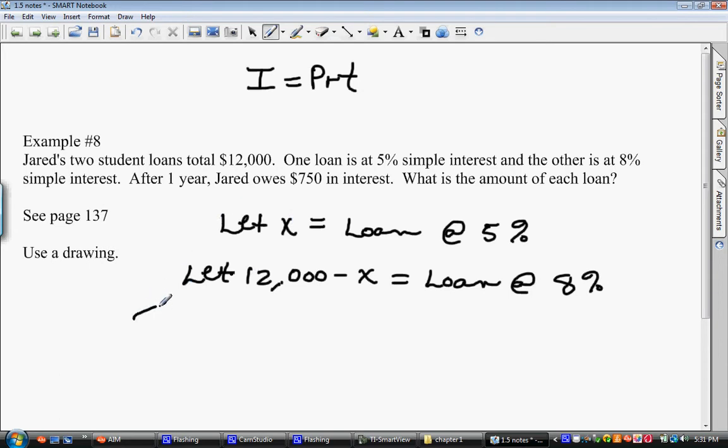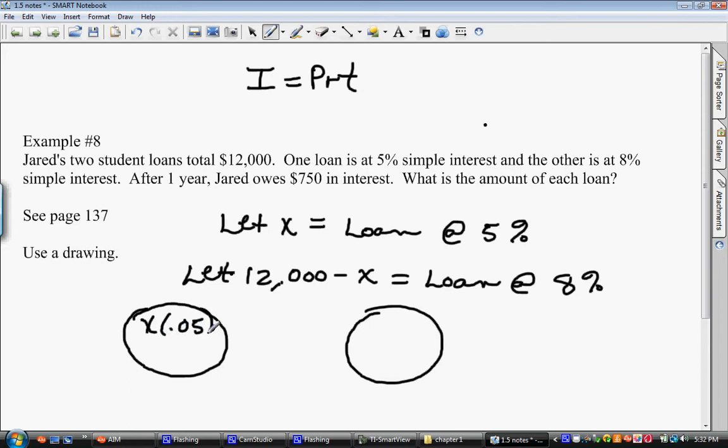We have this X value, this first one. It's at 5% interest. So if I'm trying to calculate the interest, I'm going to have P, which is X, R, which is 5%, and T. We're talking about a loan that is just 1 year long. So if we're going to multiply by 1, we don't even have to write that down. If it had been a 2, we would need to write times 2 here. But since we're talking about 1 year, we don't have to actually write that. This circle represents the interest for the first loan: principal times rate times time, which is 1.